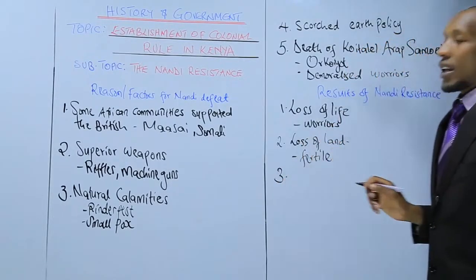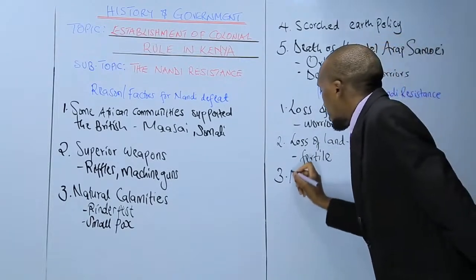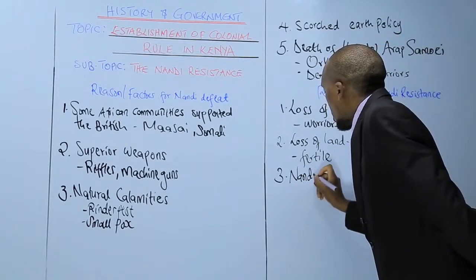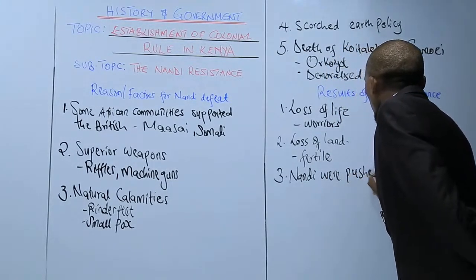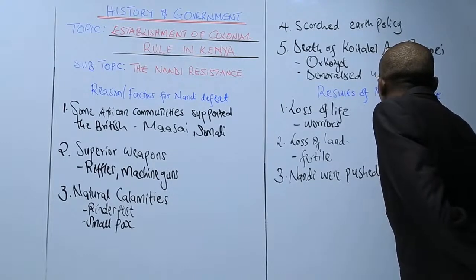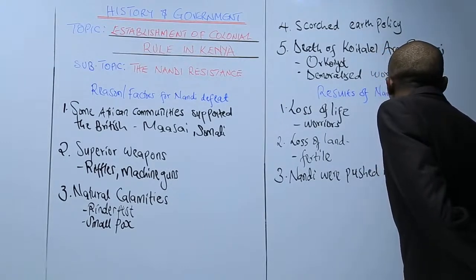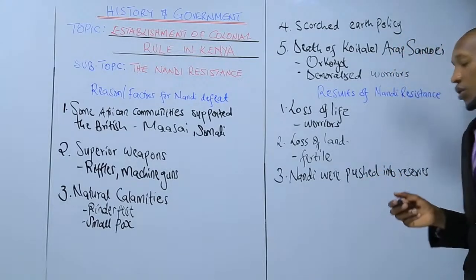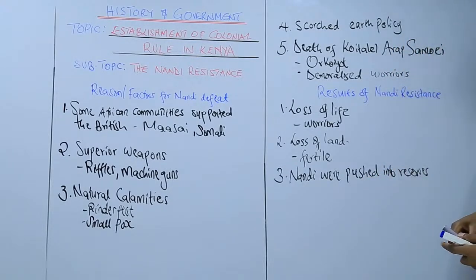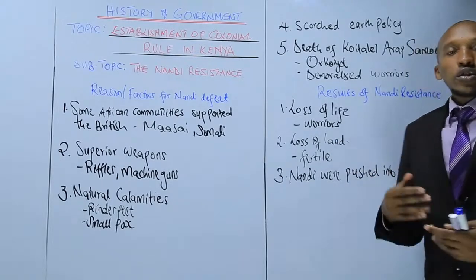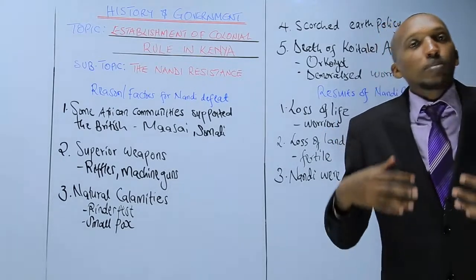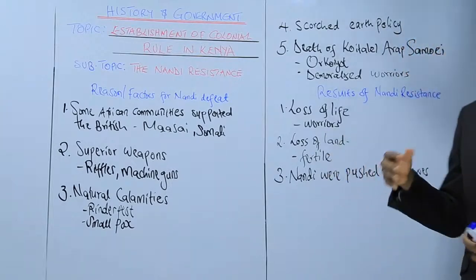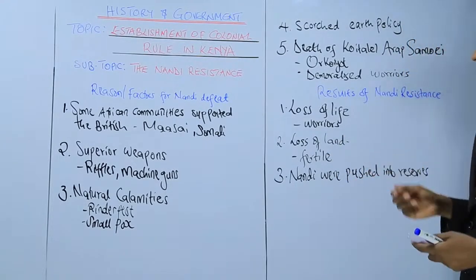And while their land was taken up, the Nandi were pushed into reserves. Most of them, because now their fertile land had been taken away for the British settlers. The Nandi were forced to move into less productive land, and others were even left to become squatters on the land that the British were living in. So that was another consequence.